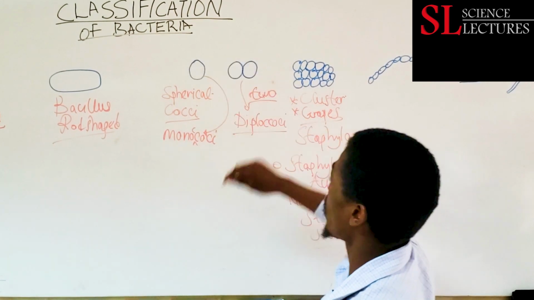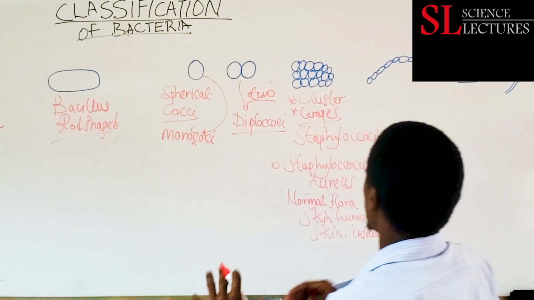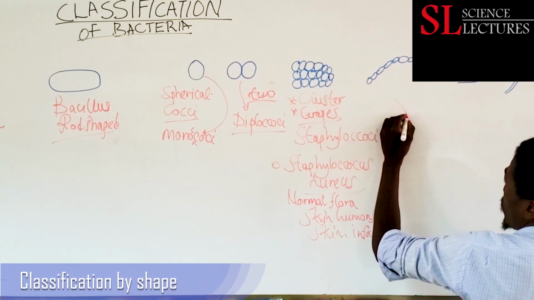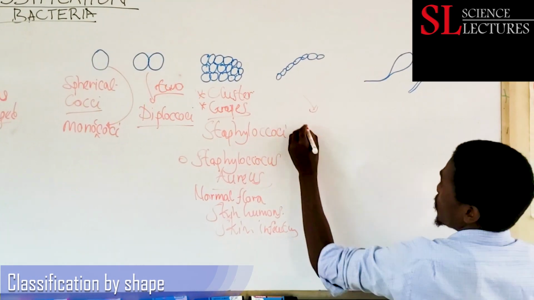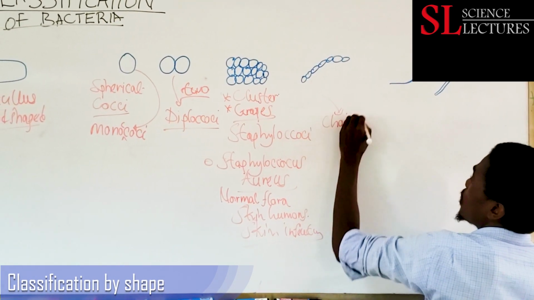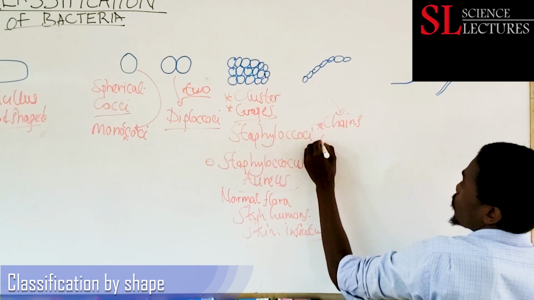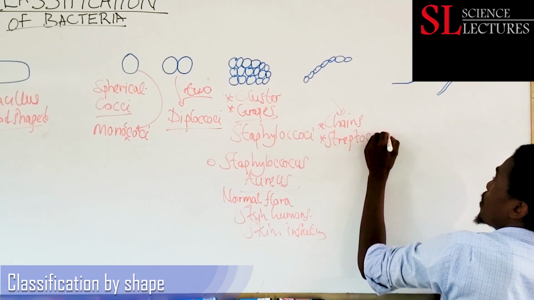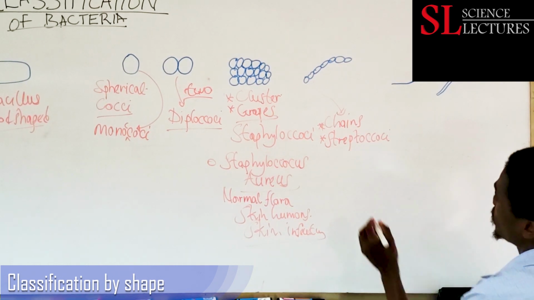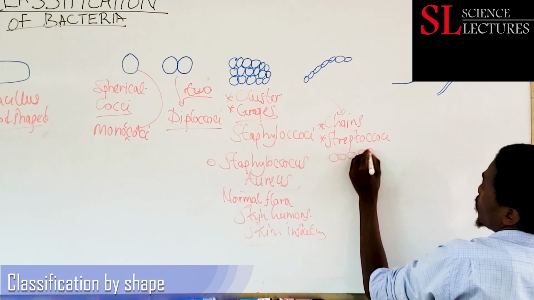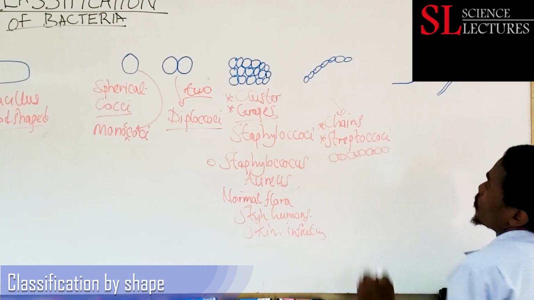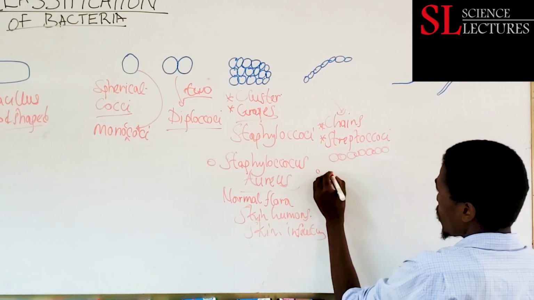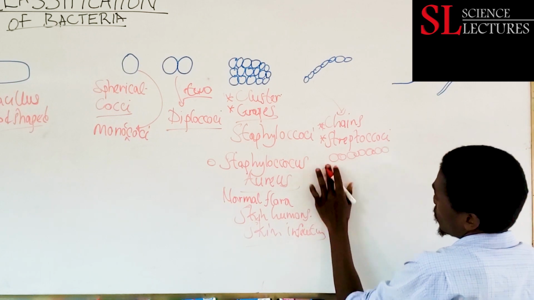If we have only one cocci, that is monococci, and two cocci, that is diplococci. Then if we have another presentation, chains of the cocci, this is what we refer to as streptococci. In strepto we have a chain of cocci joined together. The basic example of a bacterium we can give here is Streptococcus.